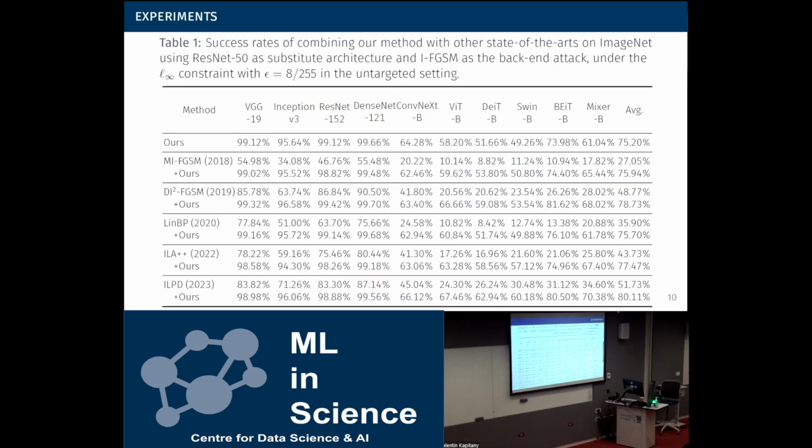Okay, so we also did lots of experiments on combining different methods. Each row, like MI-FGSM, DI2-FGSM, they are just different attack methods. So you can always combine the methods to improve their performance.